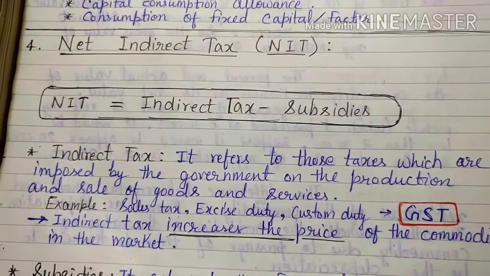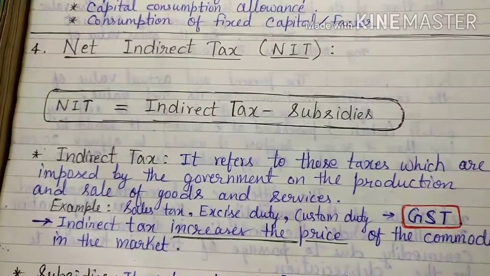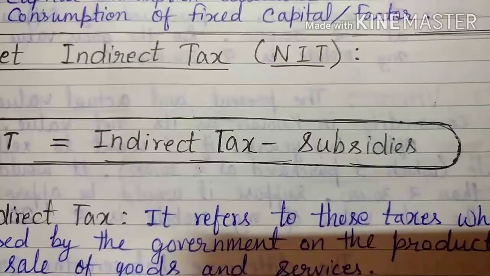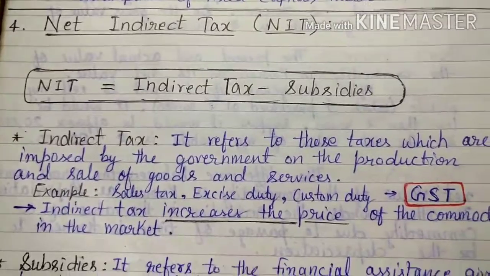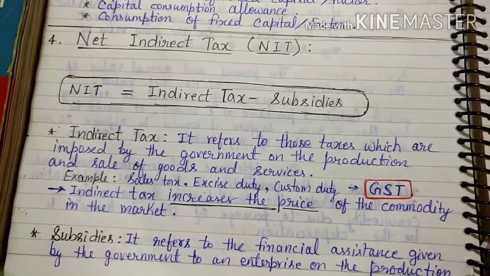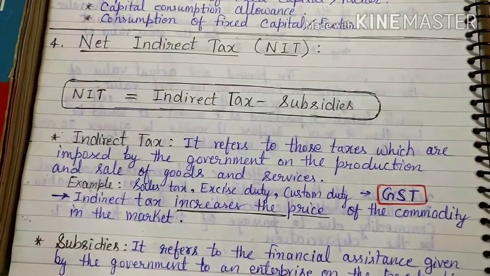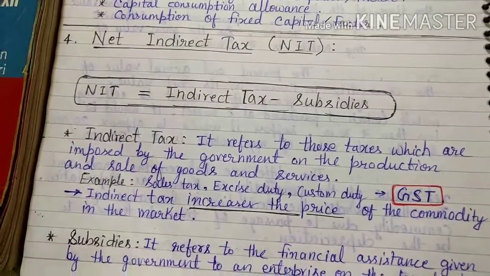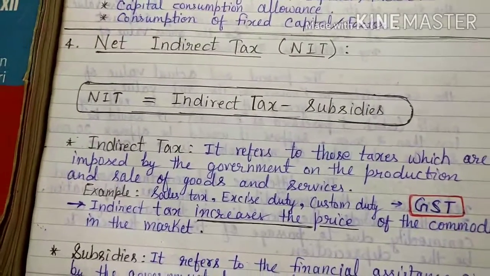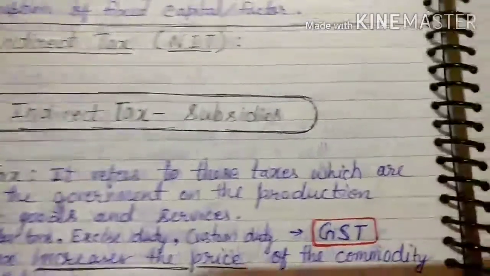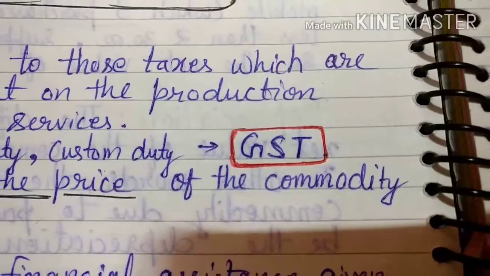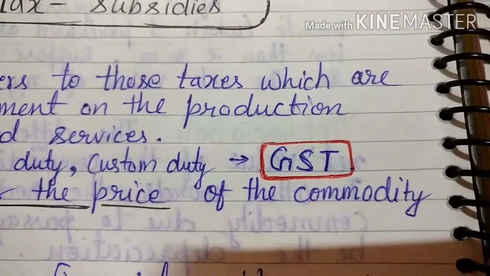How will we find net indirect tax? We will find net indirect tax by subtracting subsidies from indirect tax. Now the question comes, what is indirect tax? It refers to those taxes which are imposed by the government on the production and sale of goods and services. Earlier you have heard about indirect taxes like sales tax, excise duty, custom duty and so on. After some years these taxes were converted into one tax, known as GST, whose full form is goods and services tax.